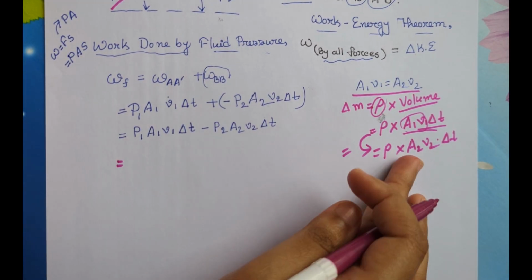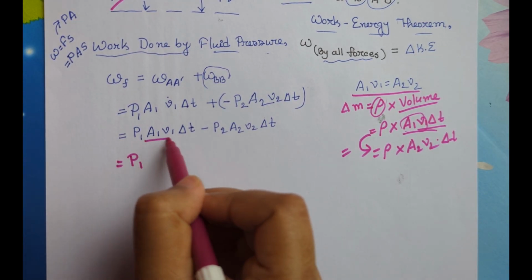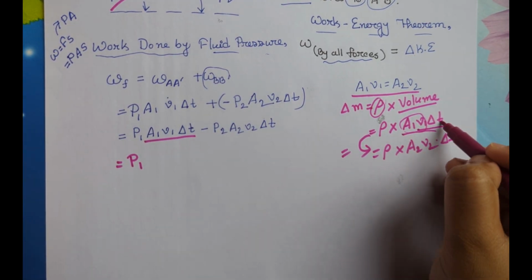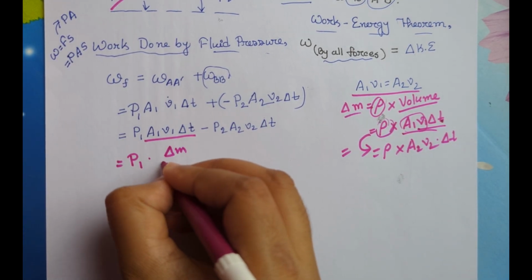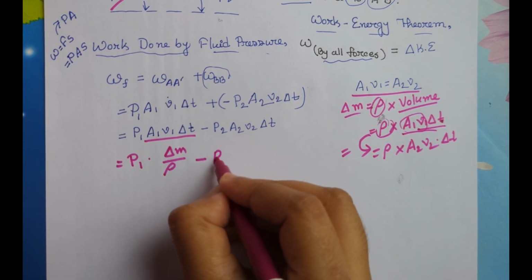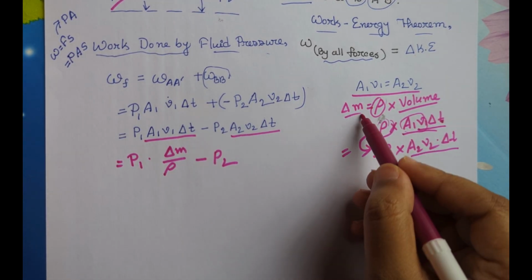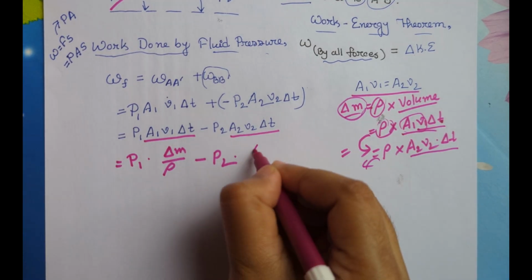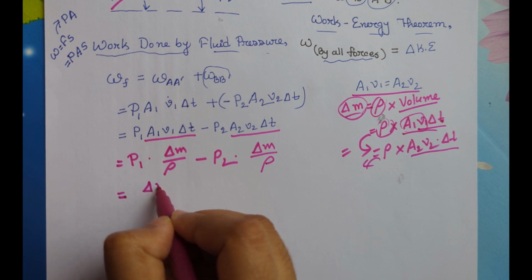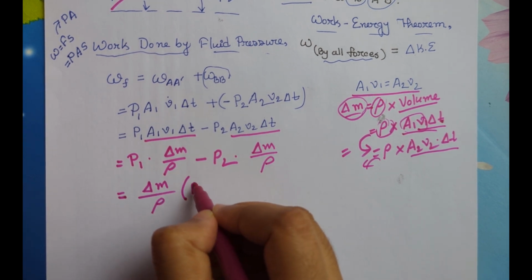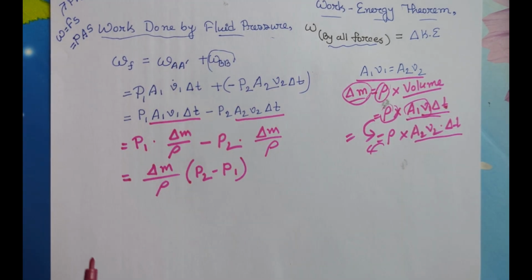Now we will put these things in our required equation. Here P1, and instead of A1 V1 del T, we can write del M divided by rho, minus P2, and instead of A2 V2 del T, we can write del M divided by rho. So from here we can take the common del M by rho, and what remains is P1 minus P2. So this is the work done by fluid pressure.